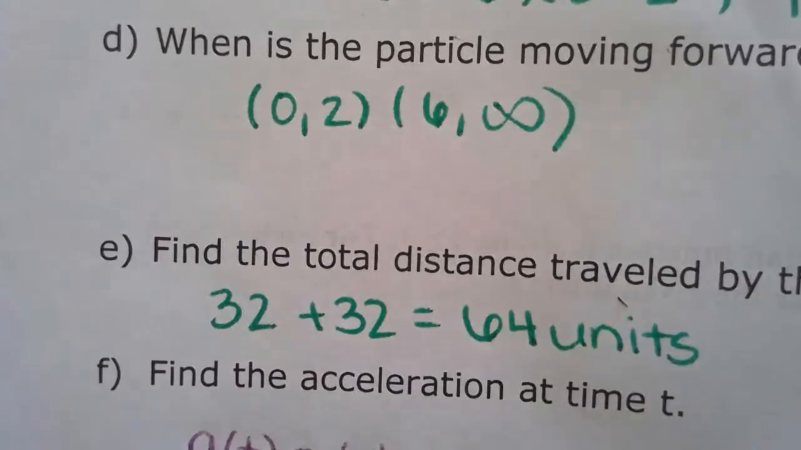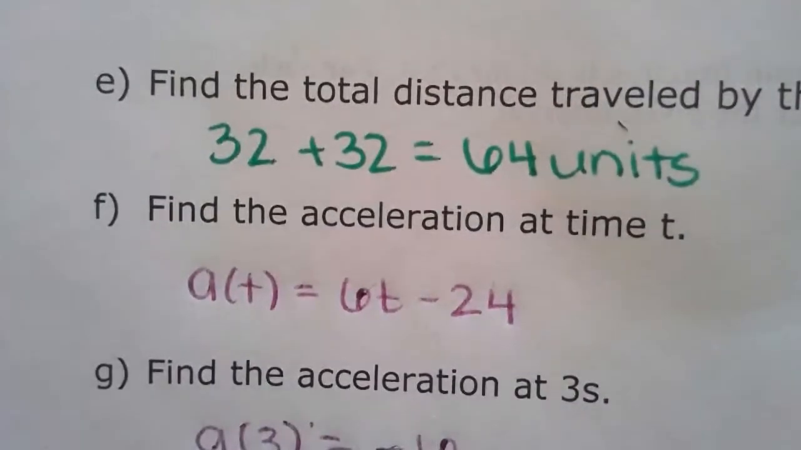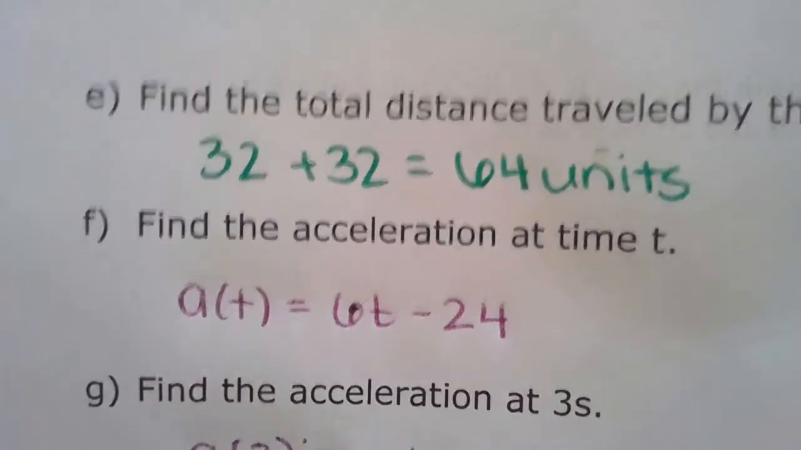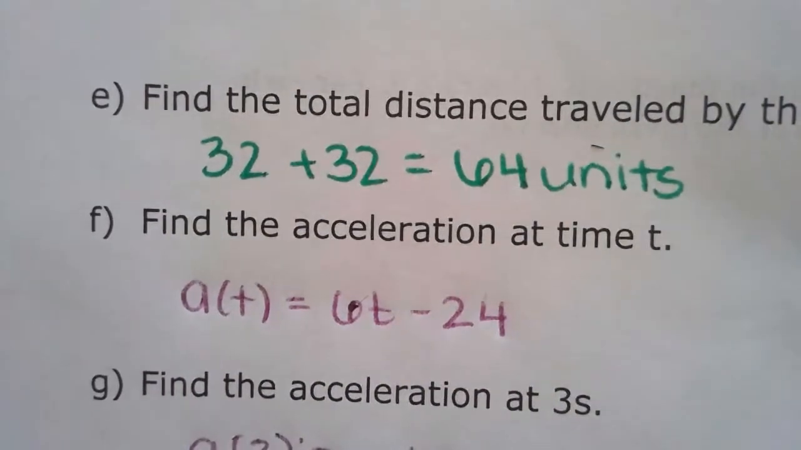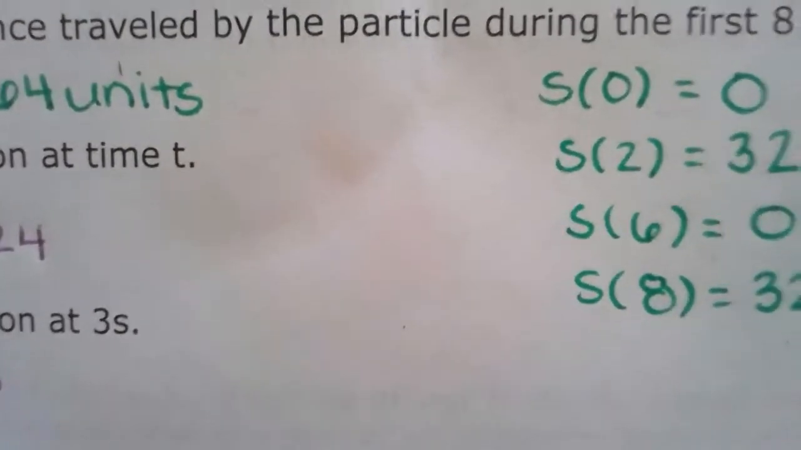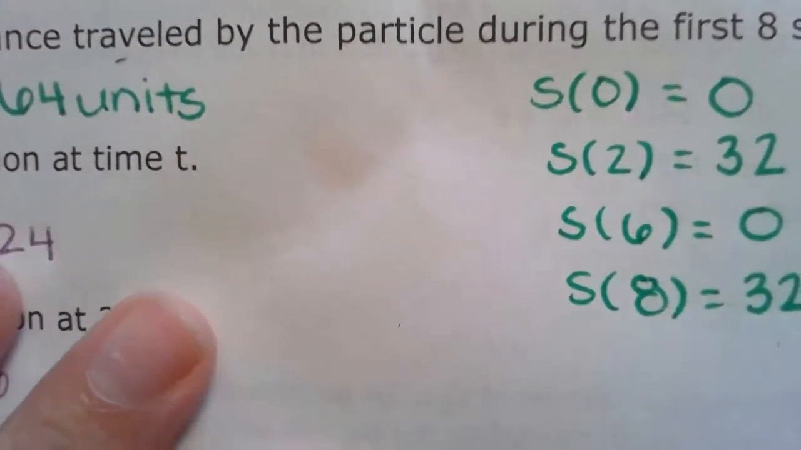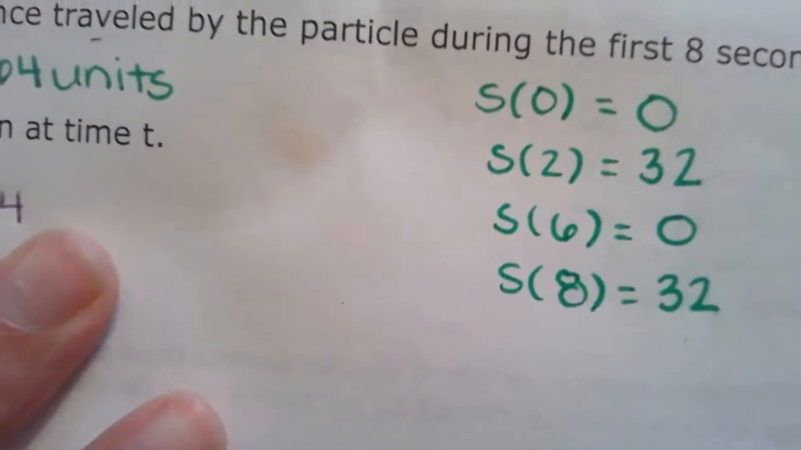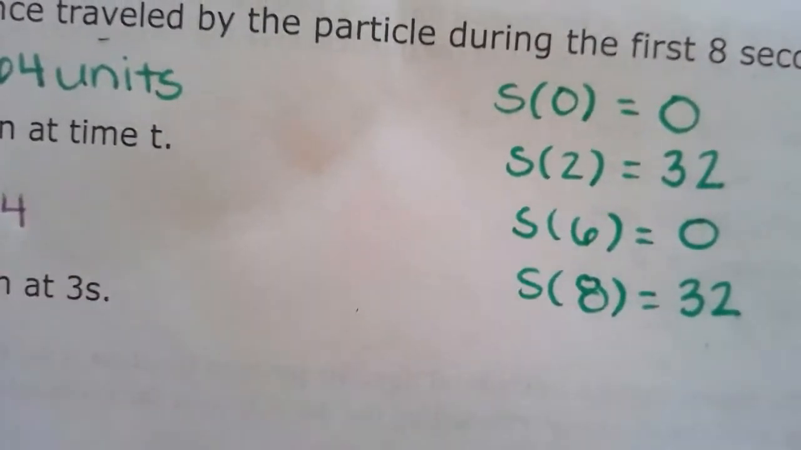To find the total distance traveled, it's not just simply finding two numbers and adding them together, or just finding the distance at 0 and the distance at 8. So the particle at 0 would be at 0, and the particle at 8 is at 32. But you could see that the total distance was 64.